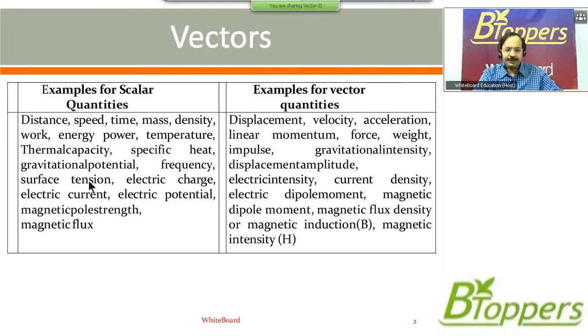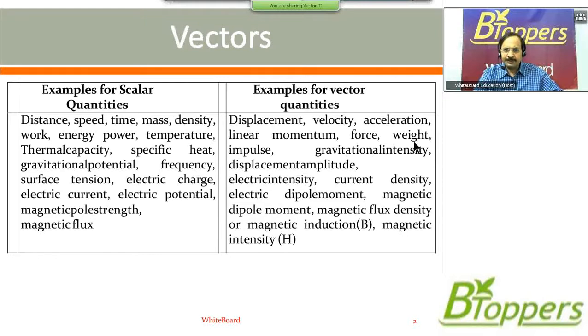Frequency is a scalar quantity. Surface tension is considered scalar quantity. Electric charge is a scalar quantity. Electric current is a scalar quantity. Electric potential is a scalar quantity. Magnetic pole strength and magnetic flux. These are some of the examples for scalar quantities which you come across in your 2-year intermediate syllabus.